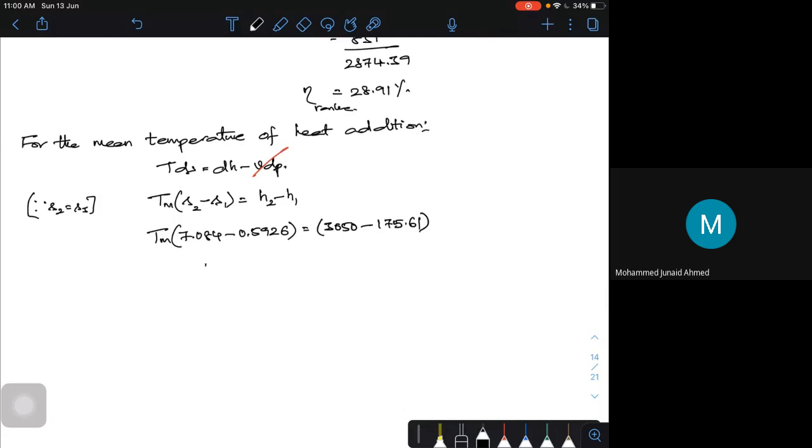I am getting around 442.78. So therefore, the mean temperature of the heat addition is 442.78 Kelvin. This is an absolute value. Minus 273, I'll get it in degrees Celsius, which is roughly around 169 or 170 degrees Celsius. So this is the mean temperature of heat addition for this particular problem. So we have found every quantity that I asked.